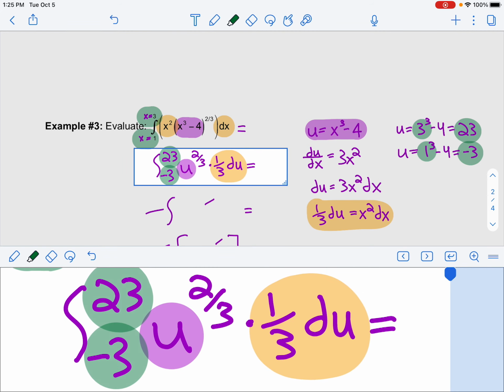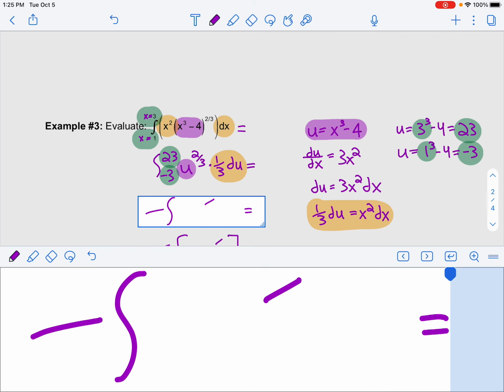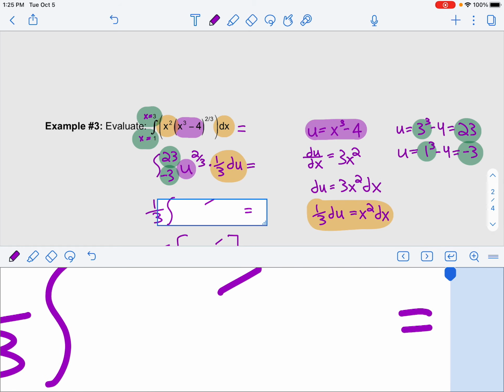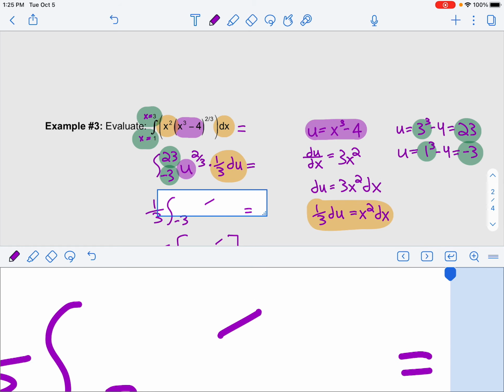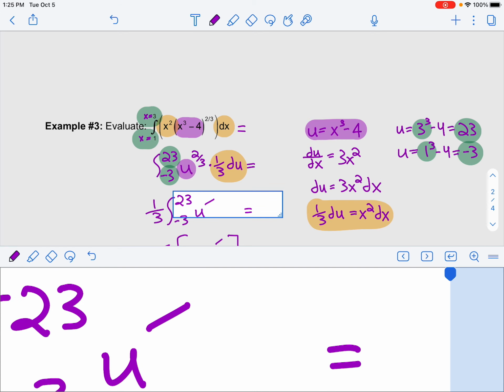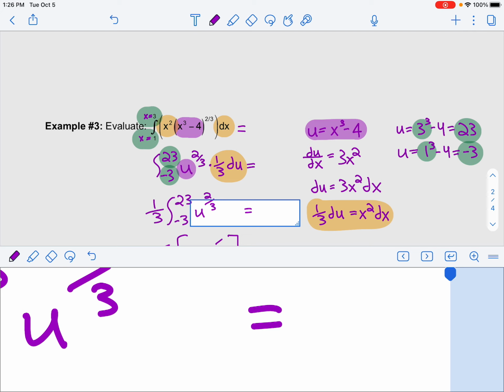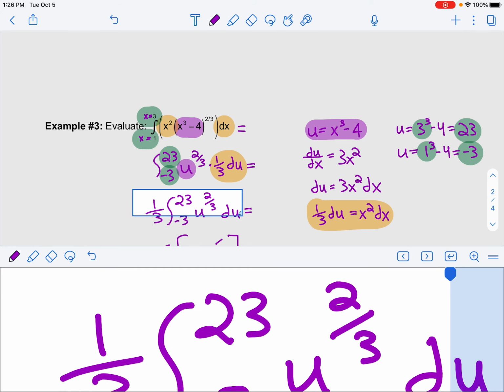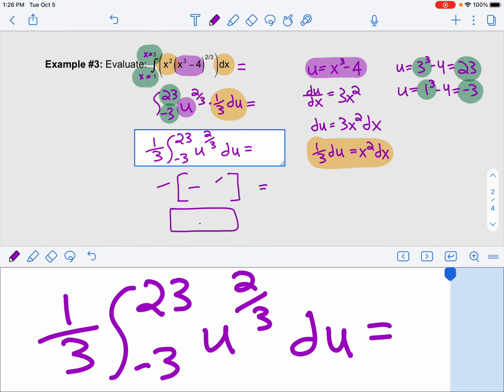Okay, so another example of a complete U-substitution. We are replacing everything, including limits of integration, in terms of u, and now we can go ahead and evaluate. So I'm going to bring the 1/3 out, and this integral is going to be, let's see, from negative 3 to 23 of u to the 2/3 du. So just rewriting my integral with that constant pulled out.